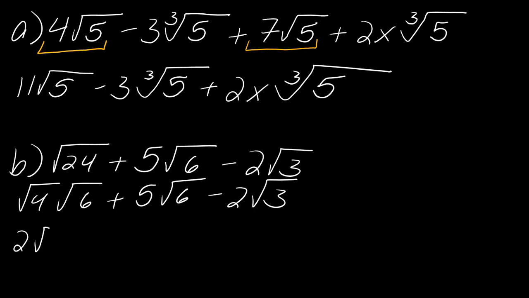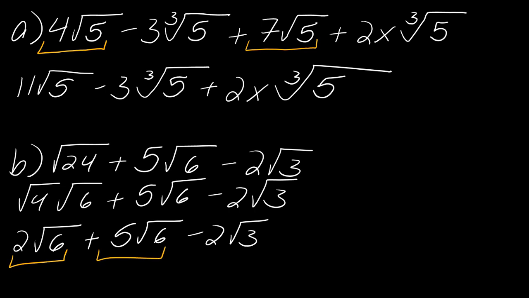So then this will be simplified to 2 times the square root of 6 plus 5 times the square root of 6 minus 2 times the square root of 3. And now you can see these two are like radicals. So I'm going to rewrite this as 7 times the square root of 6 minus 2 times the square root of 3.